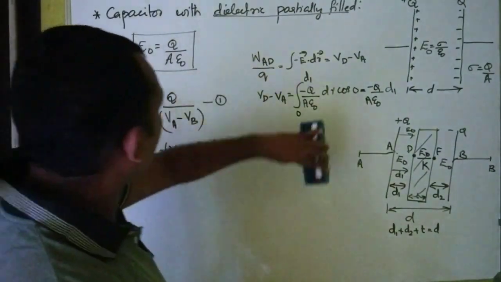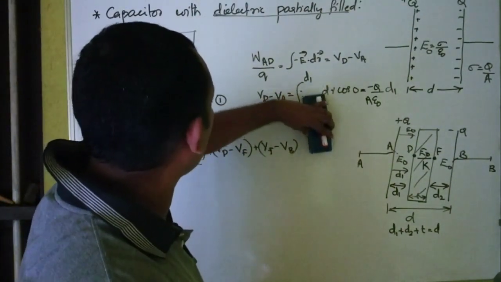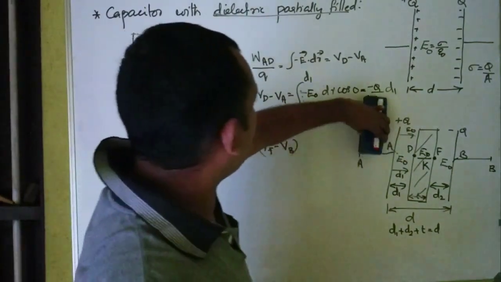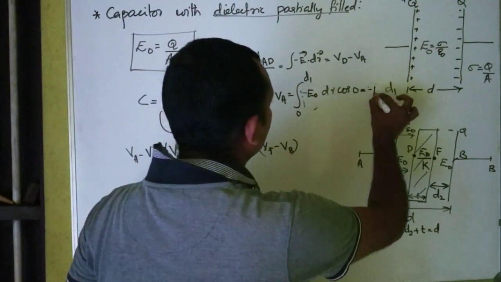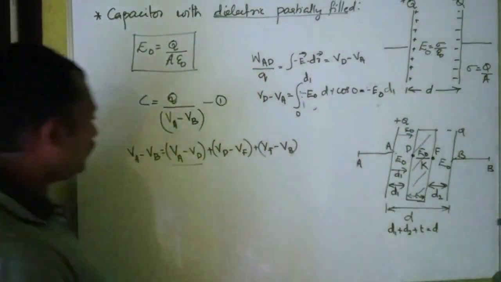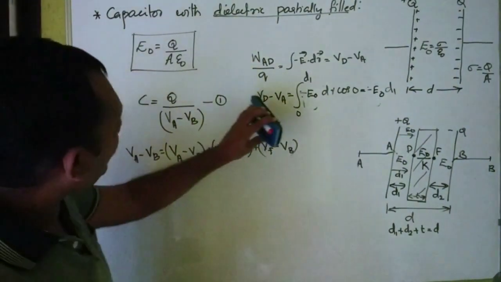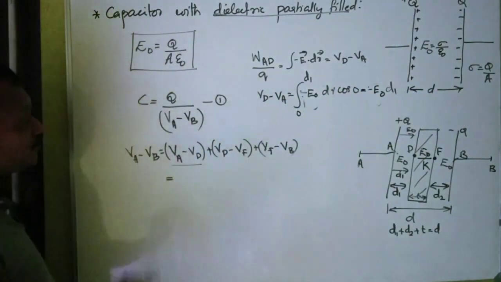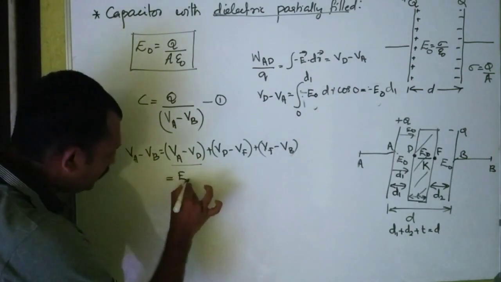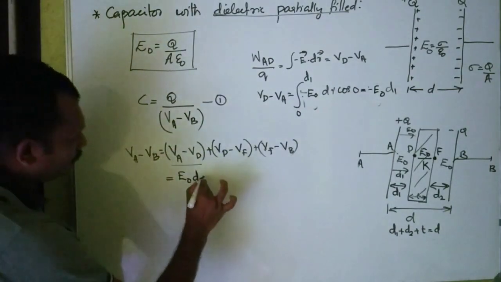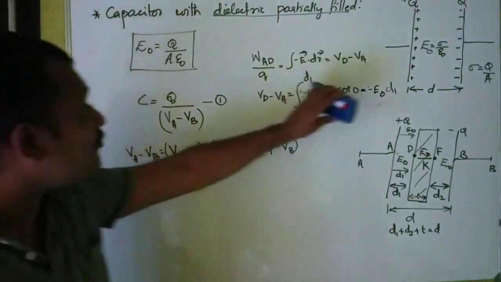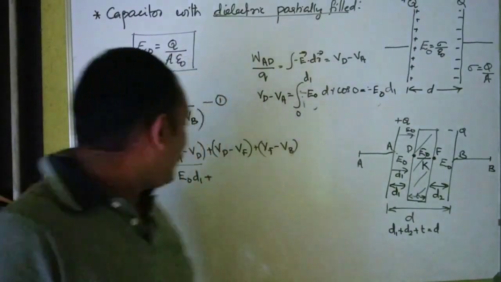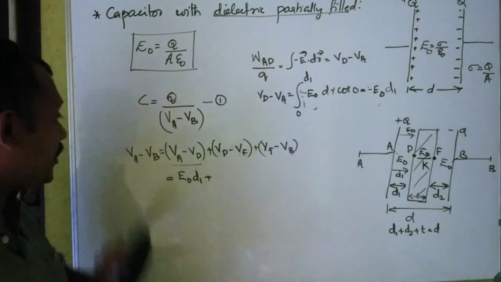But Q, okay, otherwise I will write this as minus E0 into D1, which means I got VD minus VA is equal to minus E0 D1. What I want is VA minus VD, which is E0 into D1. VD minus VA is minus E0 D1 means VA minus VD is E0 D1.